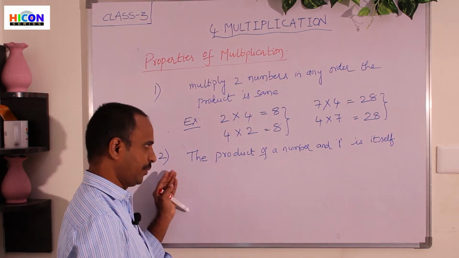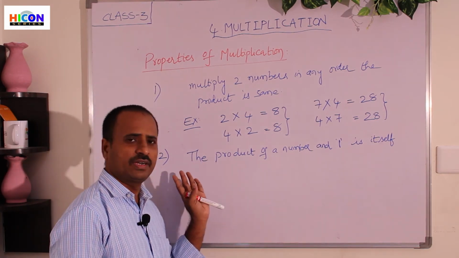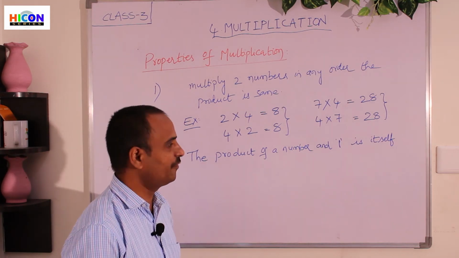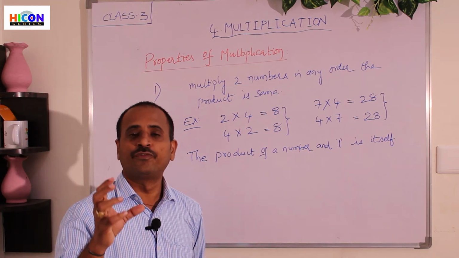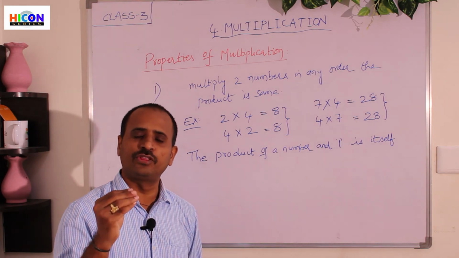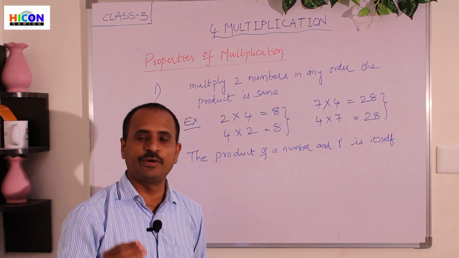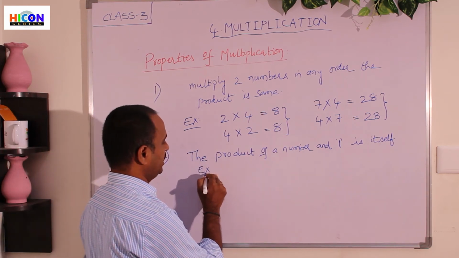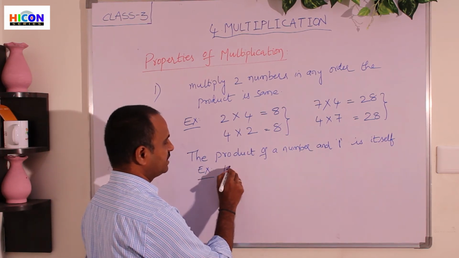So this is the second property. Children, do you understand this property? What is the meaning of this property? The product of a number and 1: if you multiply any number with 1, you will get the same number as the product. So let us see an example. I will take 10 as a number.